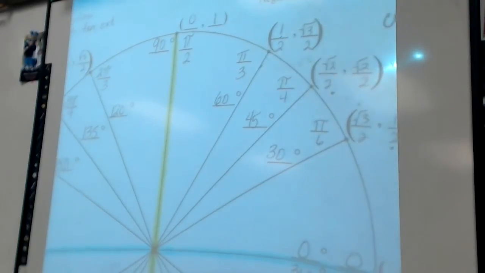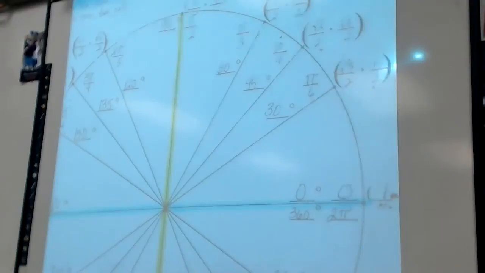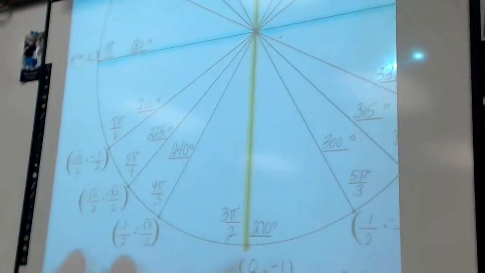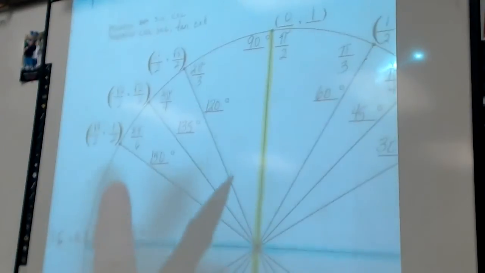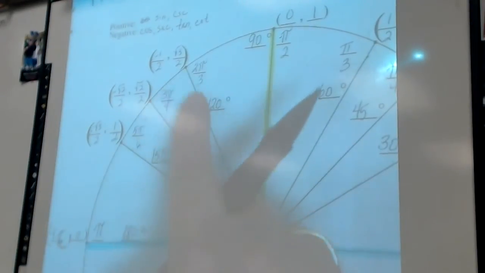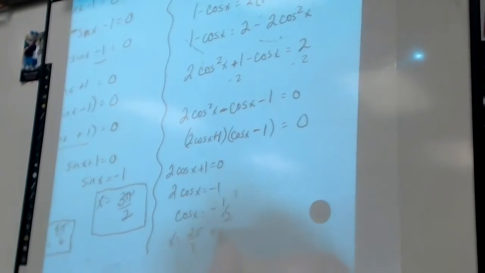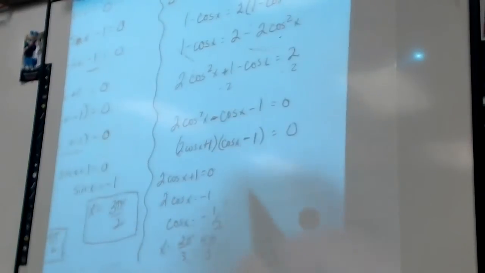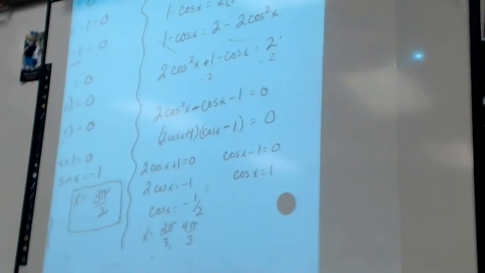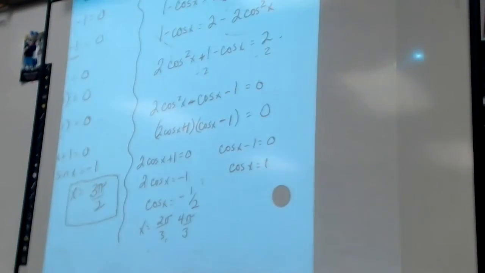Now you're looking for the x value, 4 pi over 3. You were looking at the y value. We're looking for x. So 4 pi over 3 and 2 pi over 3. So x equals 2 pi over 3 and 4 pi over 3. This one, your cosine will equal 1. So cosine x minus 1 equals 0. Cosine x equals 1. Good, you're working ahead of me. So when is your x 1? At 0.